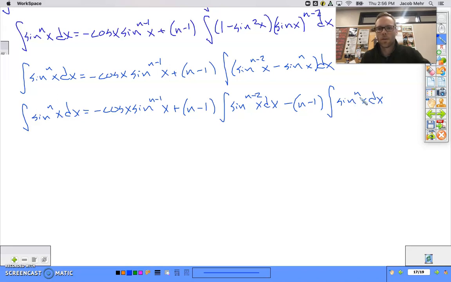And in that last video, I got pretty excited right before the end because we had a sine to the n, which matches the sine to the n here. So we're at a spot where we can combine like terms by adding this over. So we're going to add n minus 1 times the integral of sine to the n to both sides.